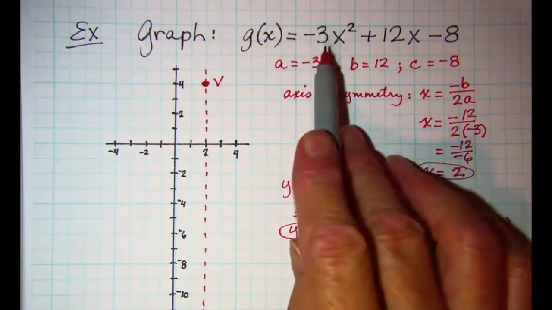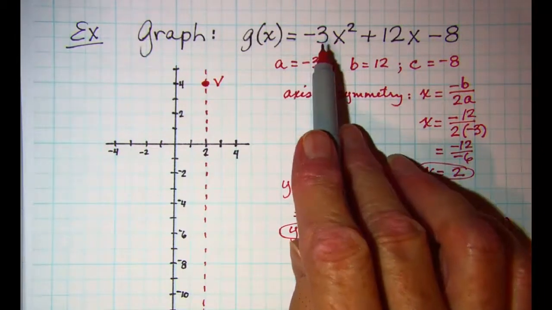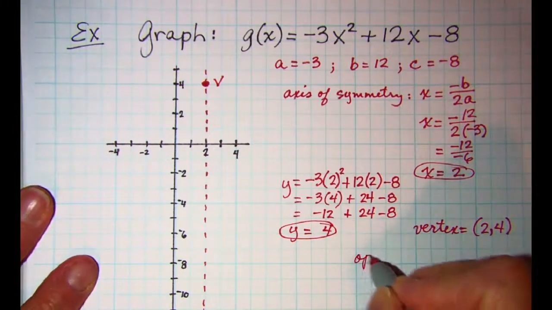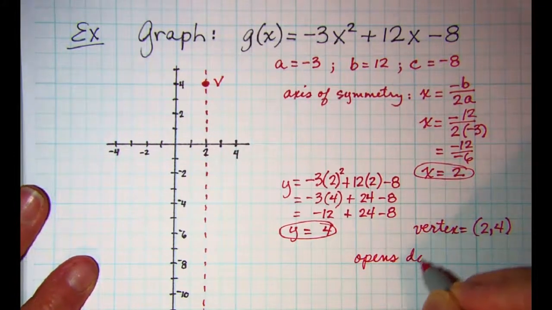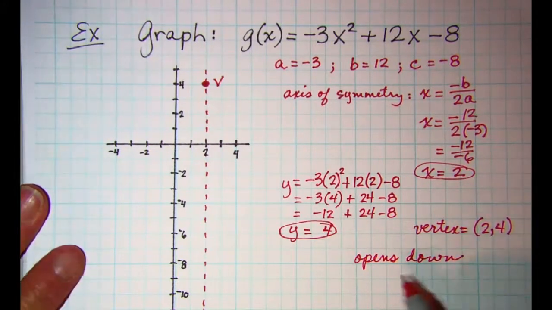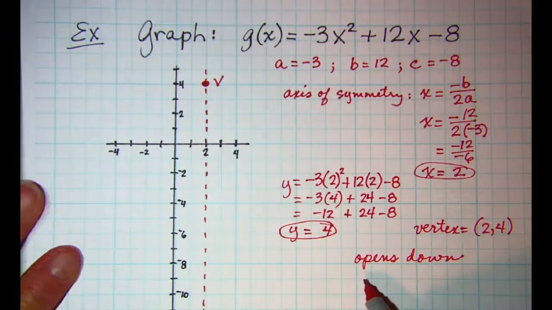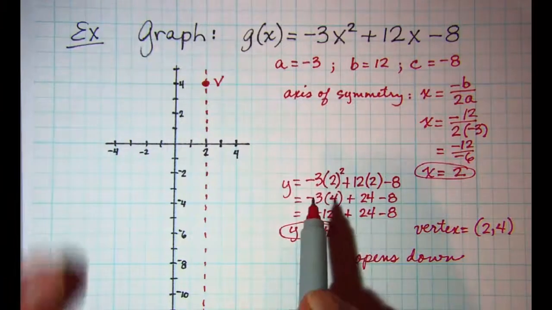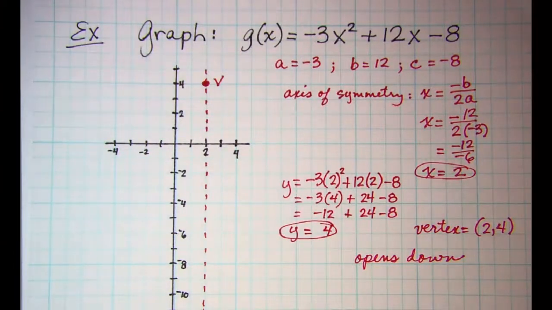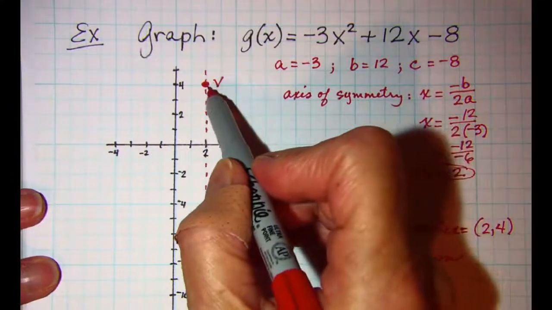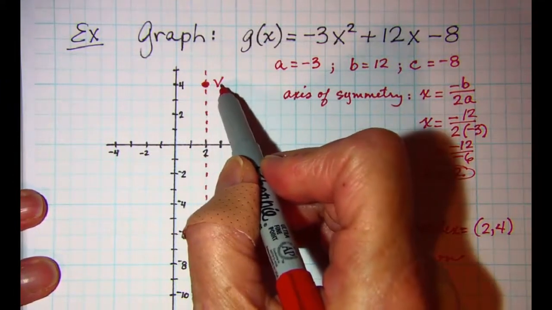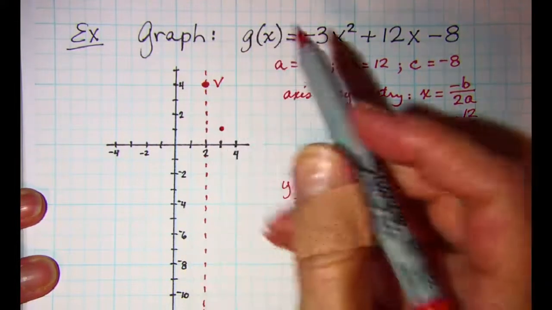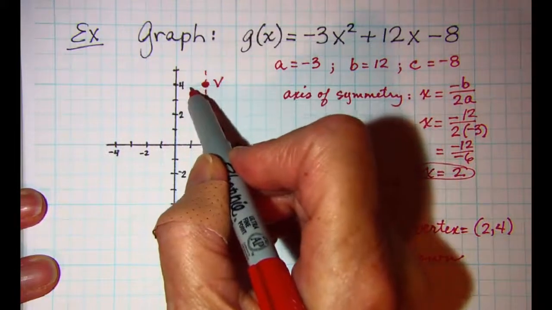Now our lead coefficient is negative 3, so that tells us that our parabola opens down, and the y values from our basic graph will be multiplied by negative 3. So if I go right 1, I need to go down 3. And if I go left 1, I need to go down 3.